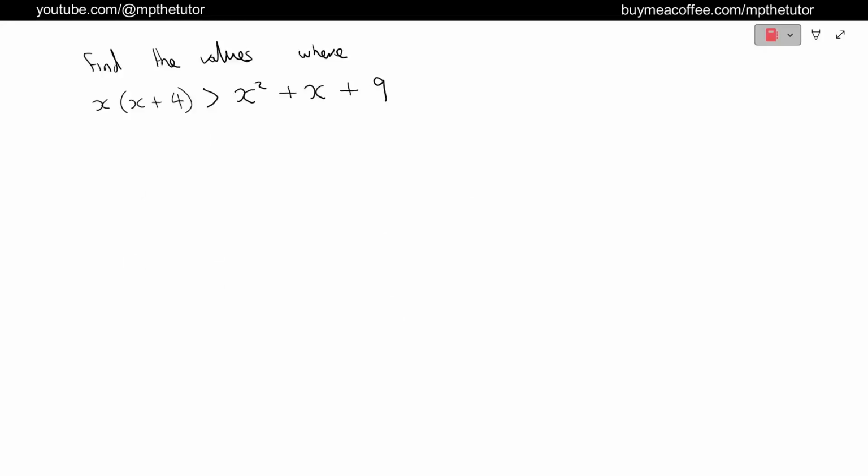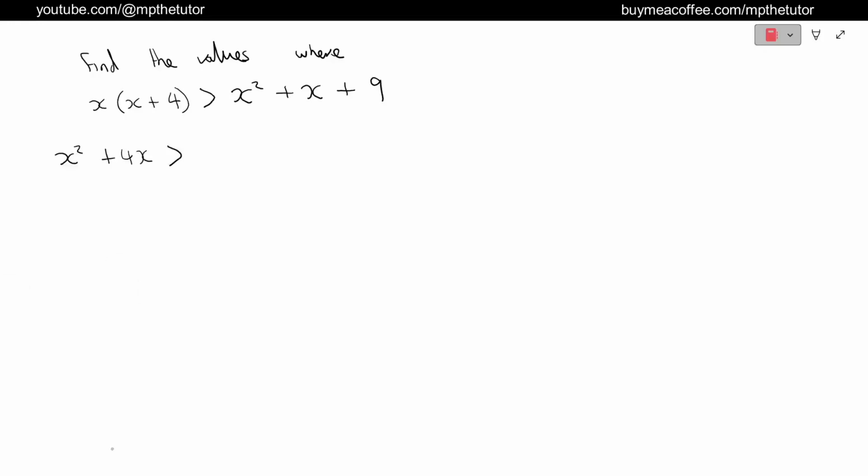Let's have a look at this next one. Here it's find the values where x plus 4 is greater than x squared plus x plus 9. The very first thing I'm going to do is expand out that bracket. So we have x times x is x squared, and x times 4 is plus 4x, arrow x squared plus x plus 9. In this case, we have x squares on both sides, and all I'm going to do is take away x squared. So you just get 4x is greater than x plus 9.